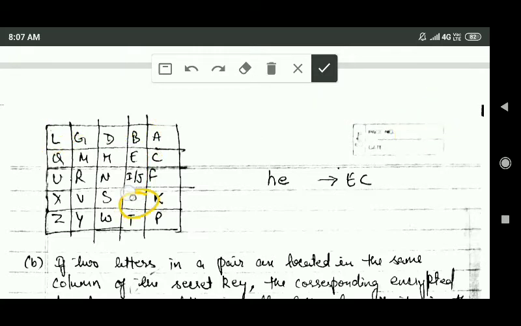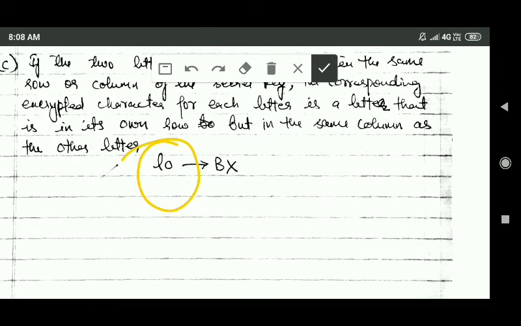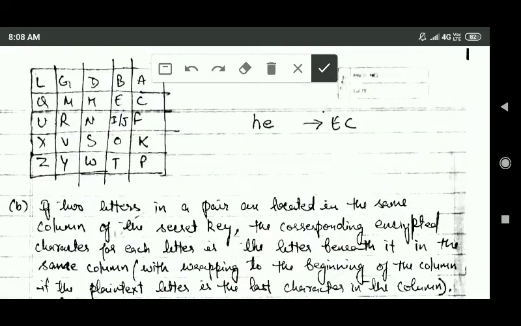Now see the encryption of O. O will be encrypted into a letter which is in its same row, but in the column in which the other letter of the pair is. So this letter X is in the same row in which the letter O is, right? And it is in the column in which the letter L is. So O will be encrypted to X, right? So in this case, LO will be encrypted to BX, right?